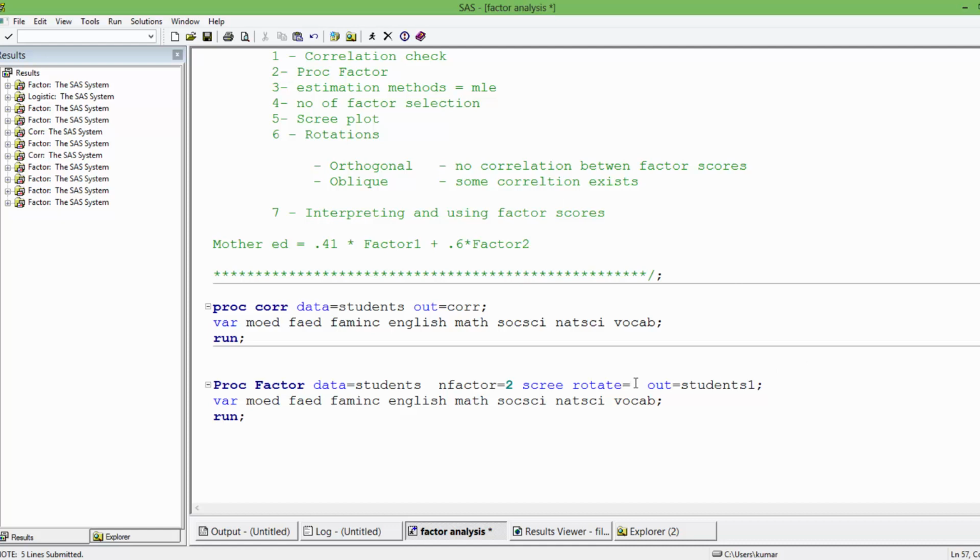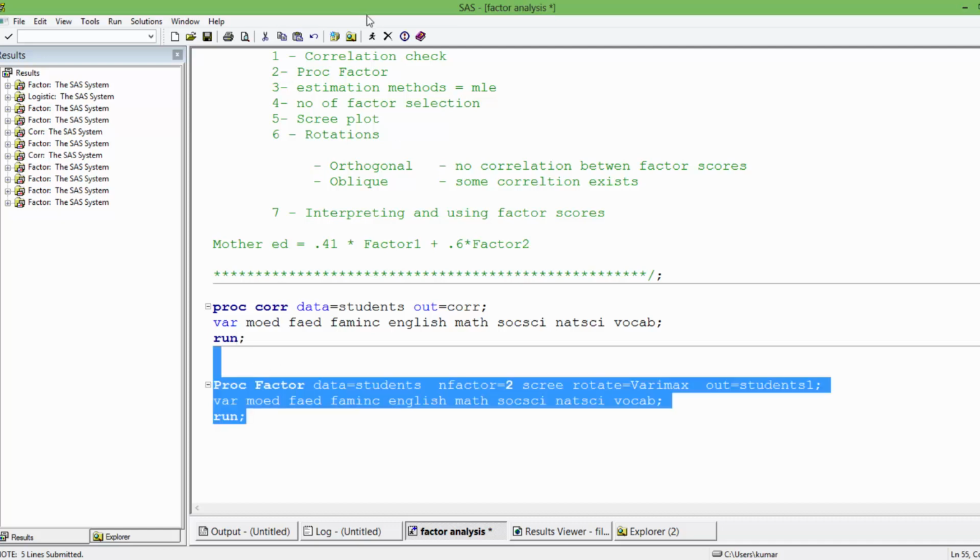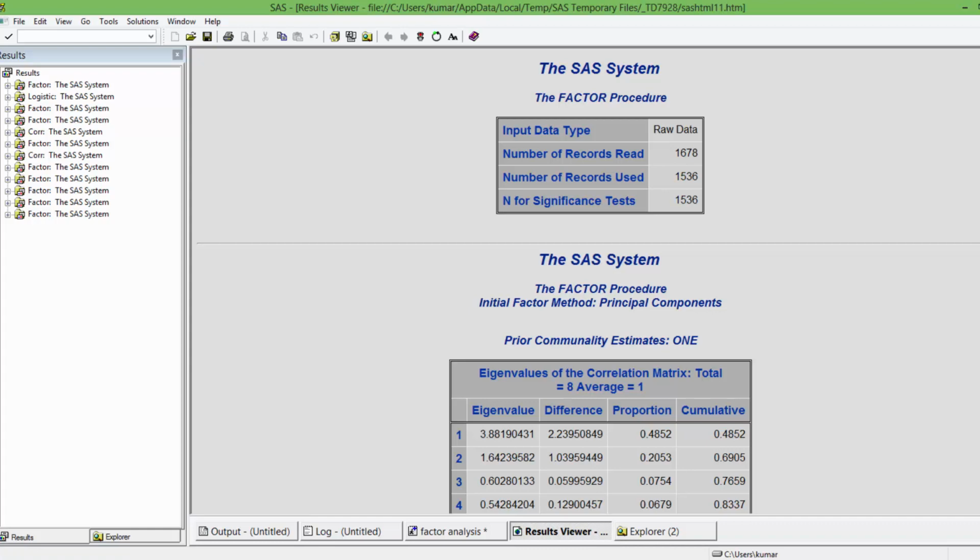For orthogonal rotation, we need to use the rotate option. Rotate equal to varimax. If you want to use oblique rotation, just mention promax. Rotate equal to promax. If you are using varimax, it's going to rotate in an orthogonal fashion. Let me run it. Let me go to the factor patterns.